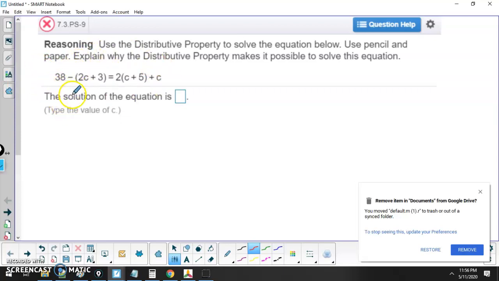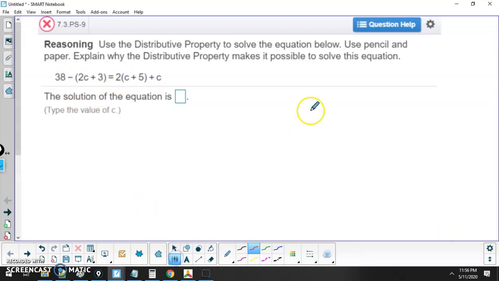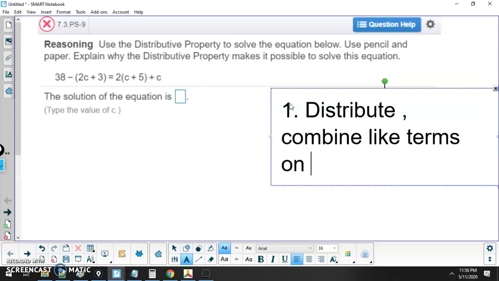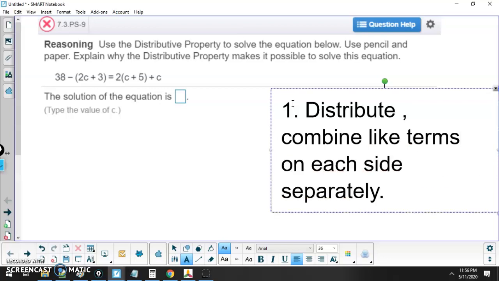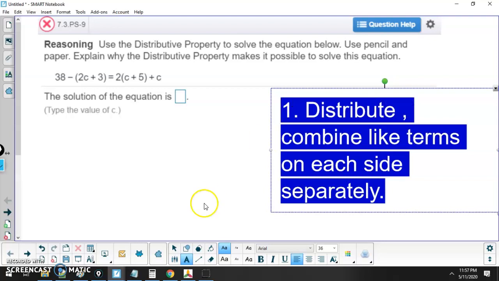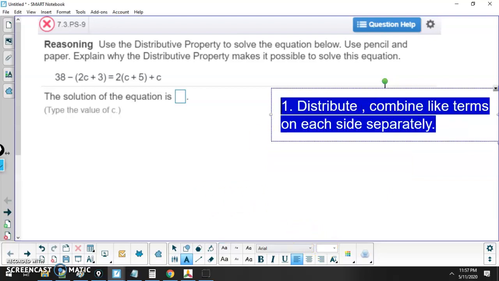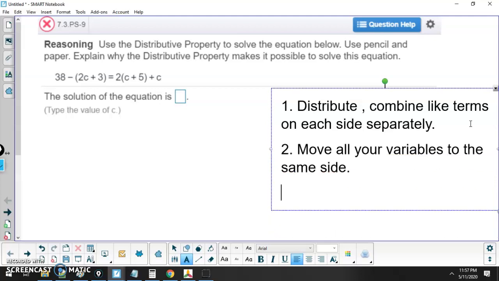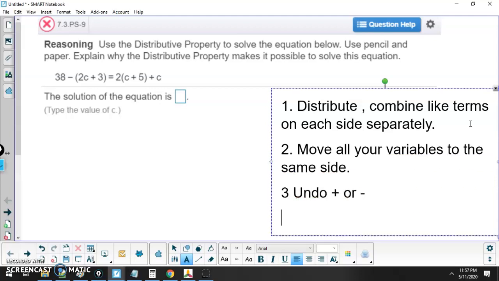We have to use the distributive property twice, actually, first. All right. Remember the steps here. Let me just quickly summarize them. You want to distribute first on each side of the equation. Combine like terms on each side separately. And so you're simplifying both sides first. That's the general idea. Simplify both sides first. And then you want to move all your variables to the same side, and then you undo plus or minus, the good old two-step, undo multiplication and division.